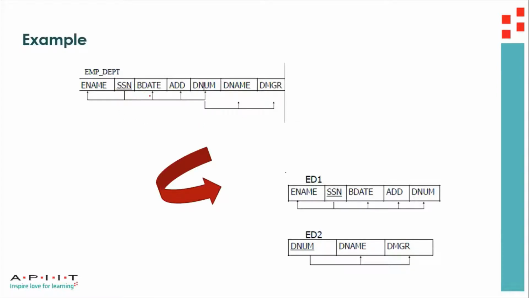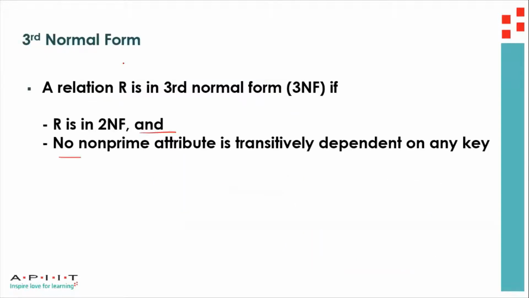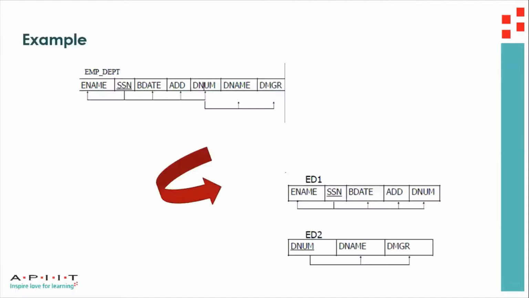Look at this now. It says transitively dependent. Let's see what this is. Now, we know e-name is depending on SSN. Yes, the social security number has an impact on the e-name. And then date of birth, yes, depending on SSN. Address, yes. And which department the employee is working in, yes, we can have the department number, because we need to identify the department that the employee is working in. And we have another type of thing. The department name is depending on the department number. The department manager is depending on the department number.